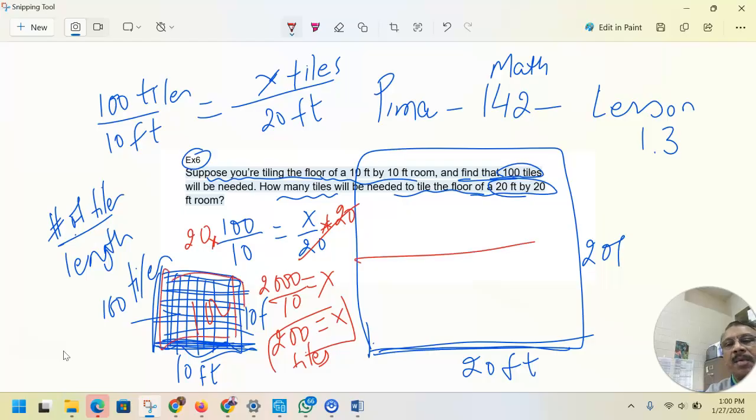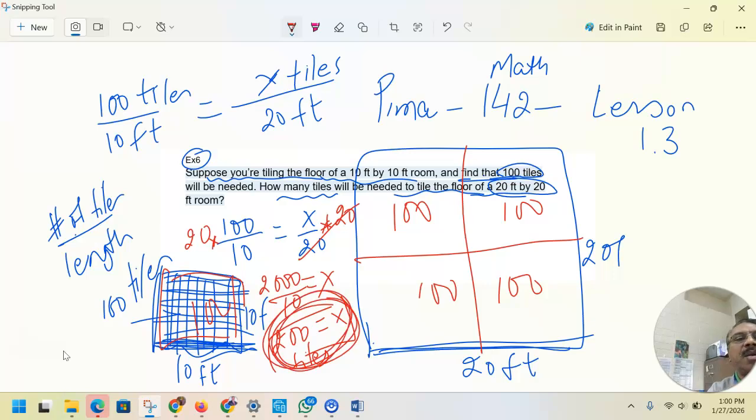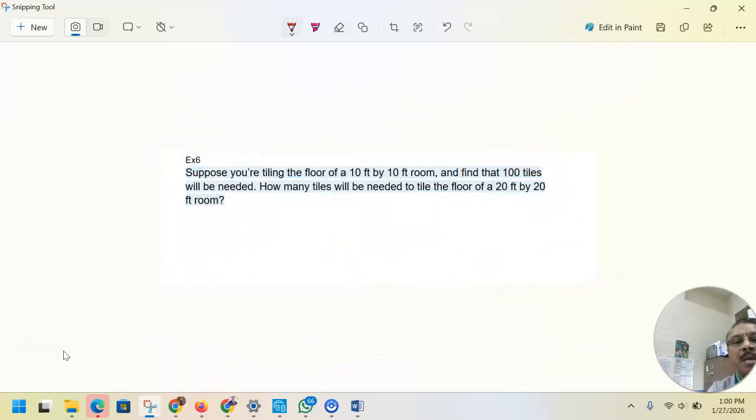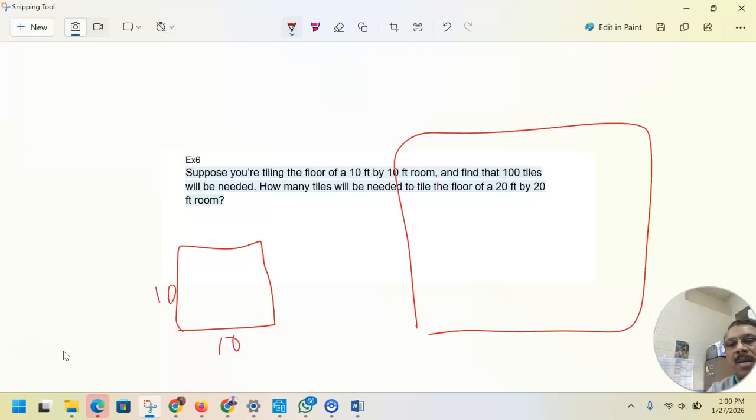Okay, but if you see, this itself is 100 tiles, and you can see this piece which is 100 tiles, we can divide this into 100, 100, 100, 100, so it becomes 400 tiles. So if you see this, it is not 200, so this proportion does not help. So if this proportion does not help, then what is the right one? This is a 10 foot by 10 foot, and the other one is 20 by 20.